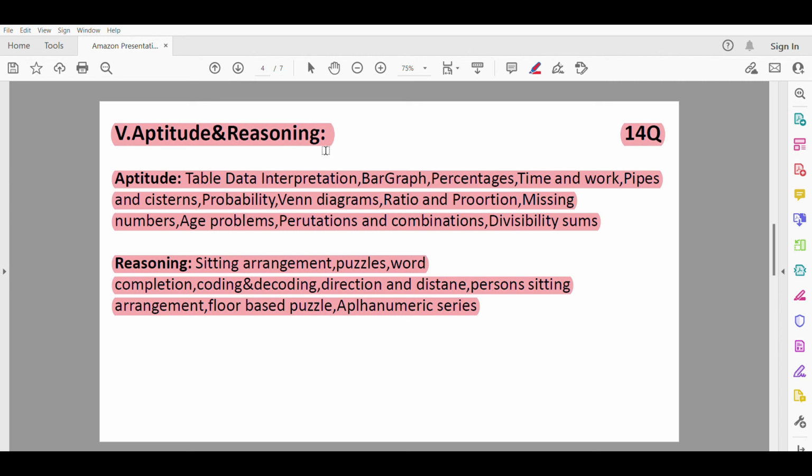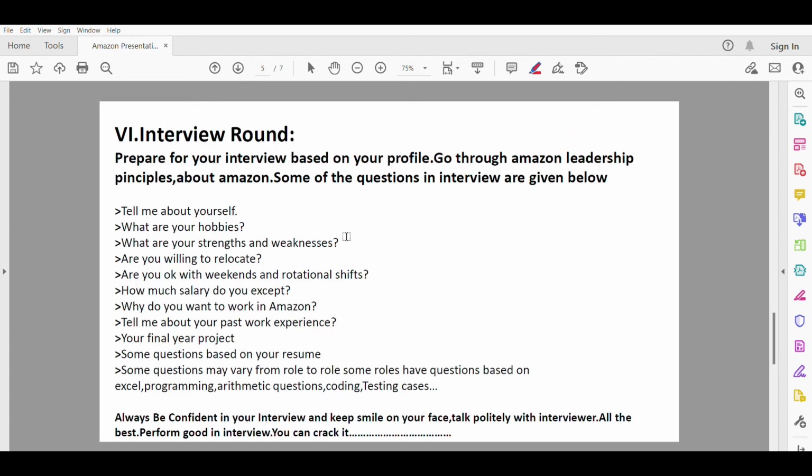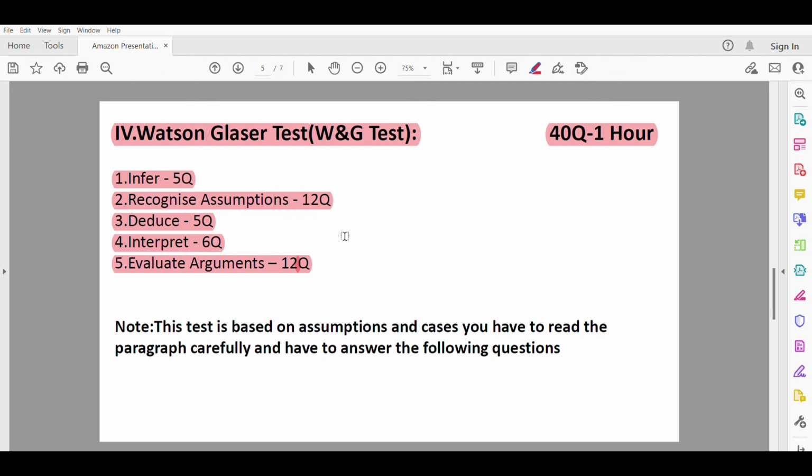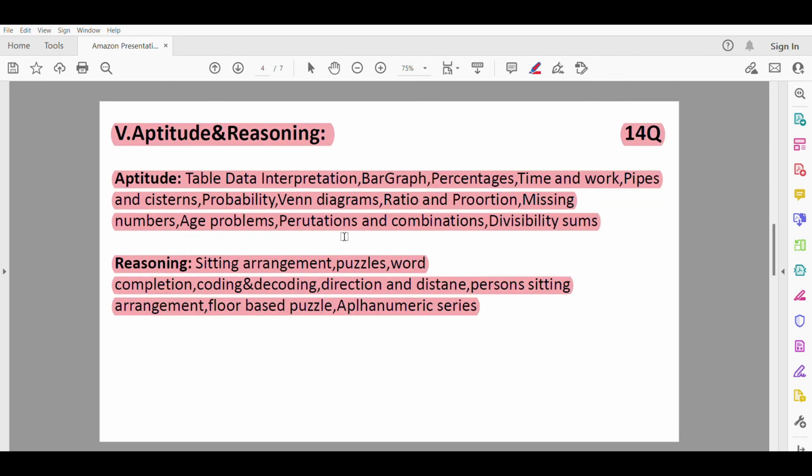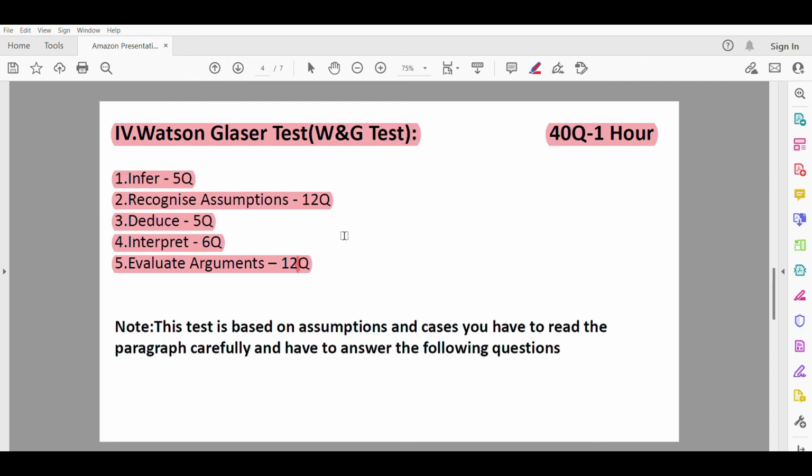Okay, next we will move on to the last round. Basically, these are the 5 rounds which are included: English version, written version, voice version, WNG test, and aptitude test. First of all, we have to clear all these tests in order to move to the interview.